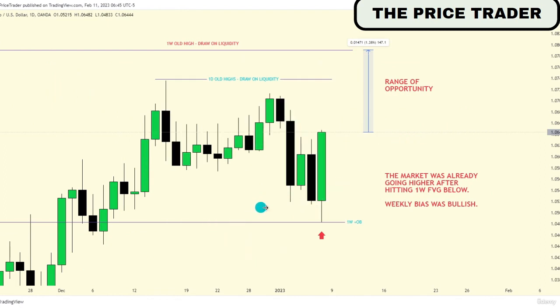So we have narrowed down into that weekly order block, and the market was already going higher after hitting that weekly fair value gap below. And once it hit this weekly order block, the order flow, we were expecting it to continue bullish. So actually, after seeing that the market now hit that order block and responded like this, the next day we want to be buying towards this daily highs, which is our drawn liquidity. So the range of opportunity, as you can see, is from that opening up to this weekly old high. So you also be mindful that we have these highs here.